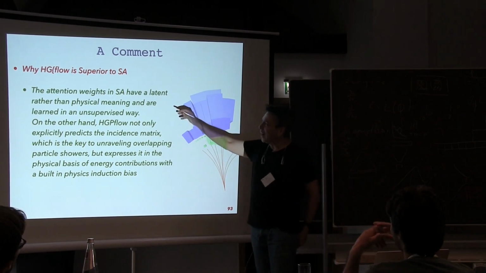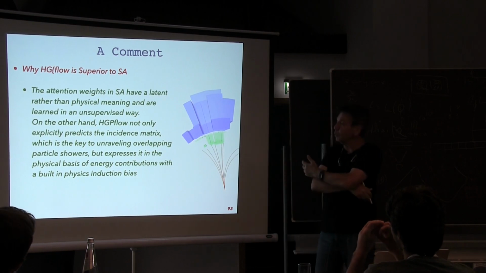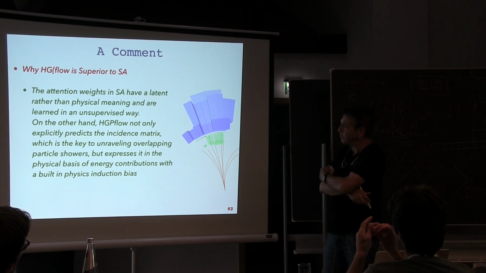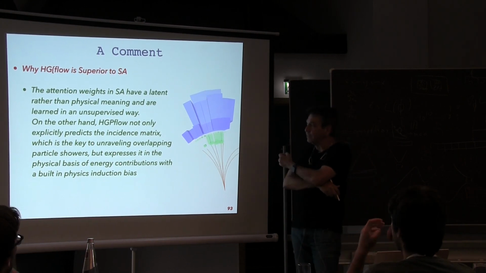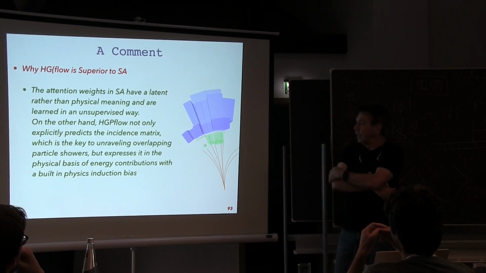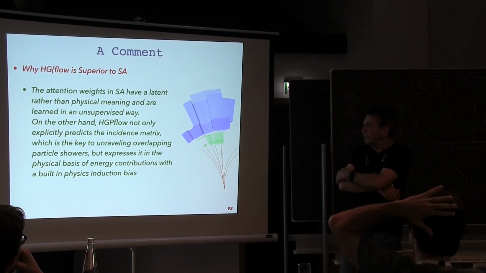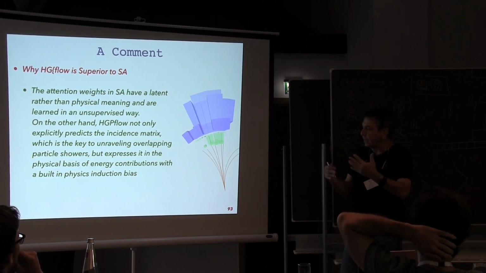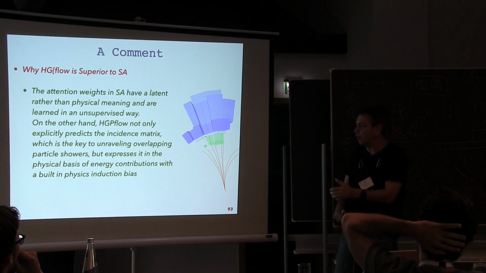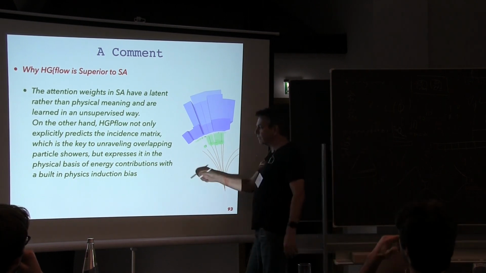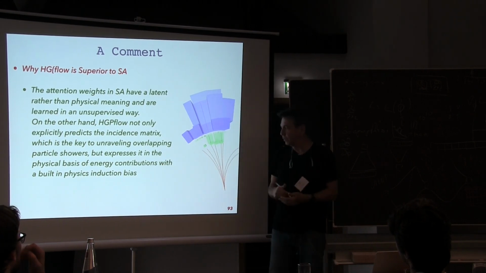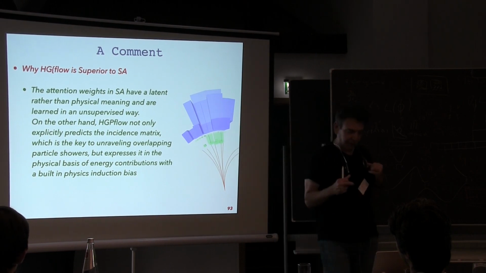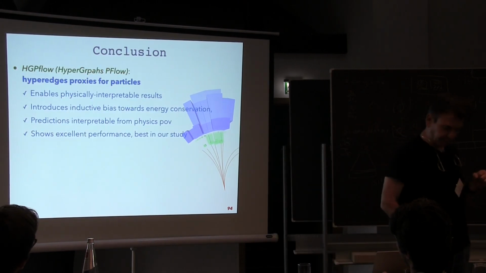Okay, so why is hypergraph flow superior, so good, especially compared to slot attention? I already said it: the attention weights in the slot attention are latent rather than having physical meaning. HDP flow predicts the incidence matrix, which is key in unraveling the overlapping showers, but it also gives us a physical basis for energy contributions because it has a built-in physics inductive bias. So that's why it works so well, we believe.